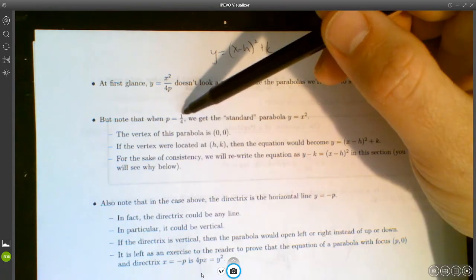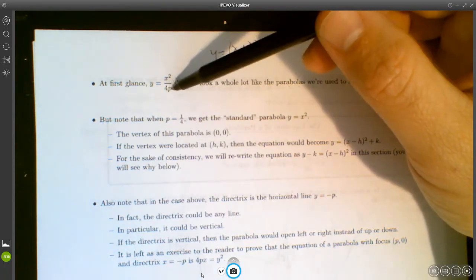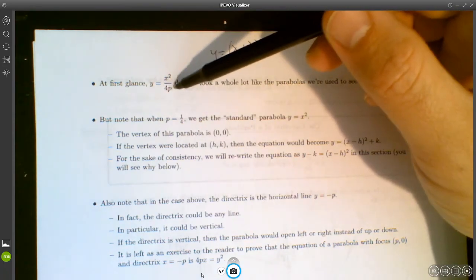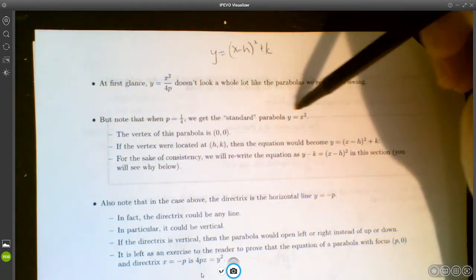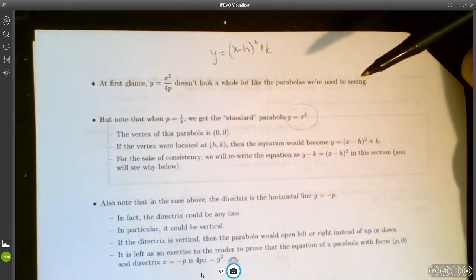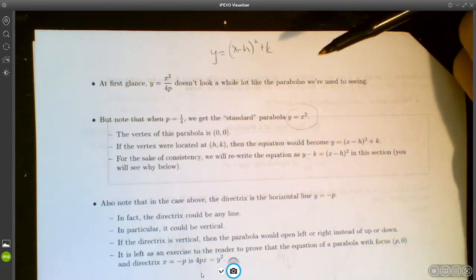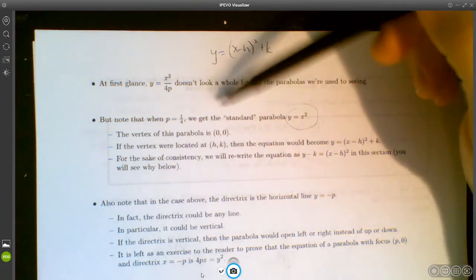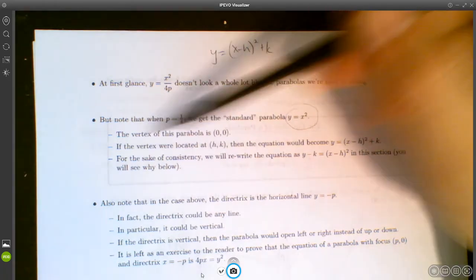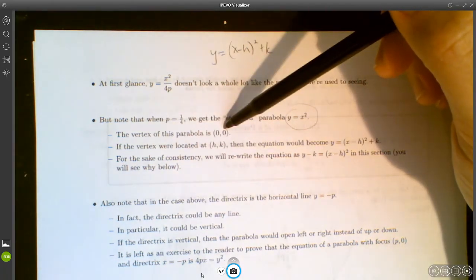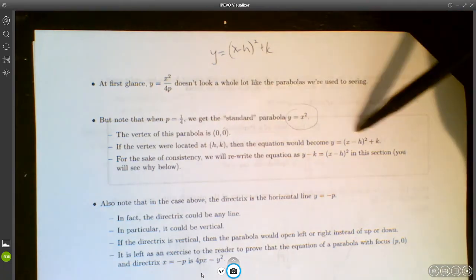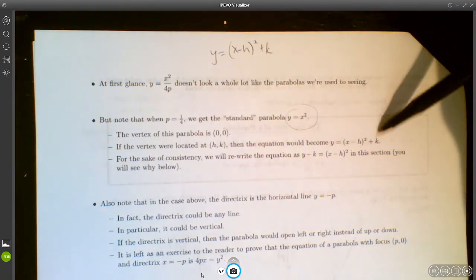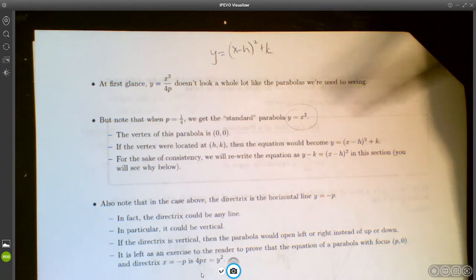But note that when p equals 1/4, 4 times 1/4 is 1. x squared over 1 is just x squared. So when p equals 1/4, we get the standard parabola y equals x squared. So it's just a parabola. The vertex of this parabola is (0, 0). Now, if the vertex were located at (h, k), then the equation would become y equals (x minus h) squared plus k, like I just wrote down.